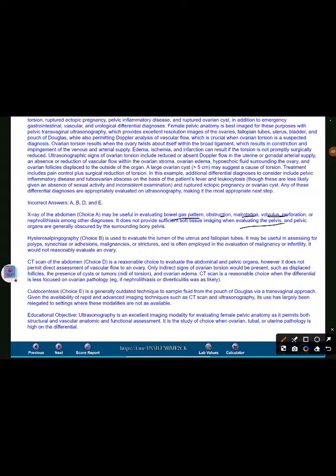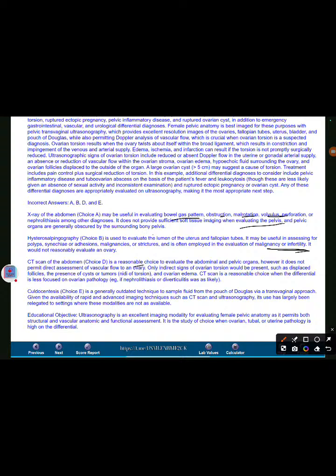Hysterosalpingography is used to evaluate the lumen of the uterus and fallopian tubes. It is useful in assessing for polyps, synechiae, adhesions, malignancy, and strictures, and is often employed in the evaluation of malignancy or infertility. It would not reasonably evaluate an ovary.